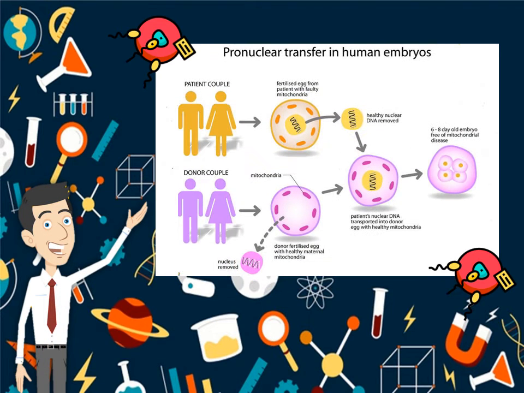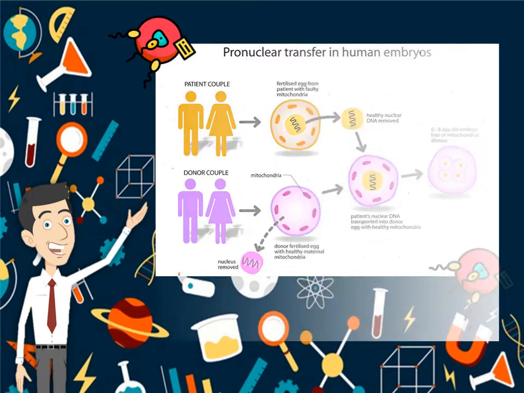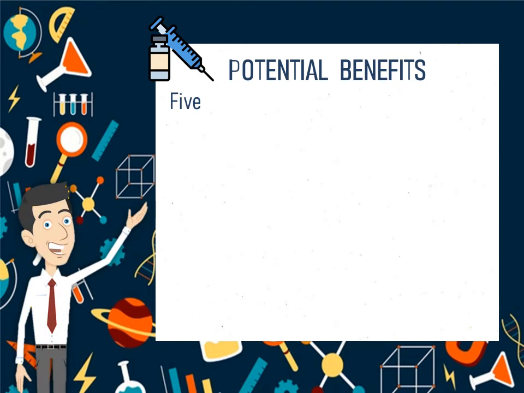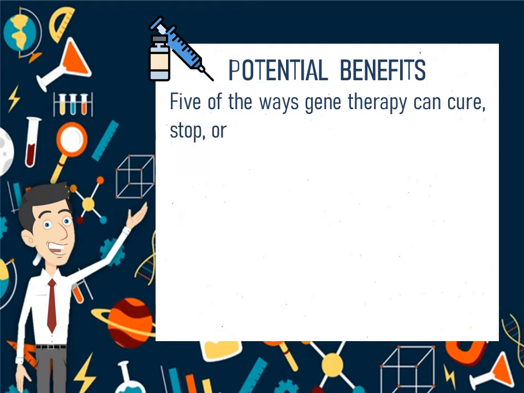One type of germline therapy is to treat a pre-embryo that carries a serious genetic defect before it is placed back in the mother by in vitro fertilization. Another germline therapy is to treat adult sperm and egg cells so the genetic defect is not passed on to children. Gene therapy has potential benefits that can cure, stop, or slow disease.